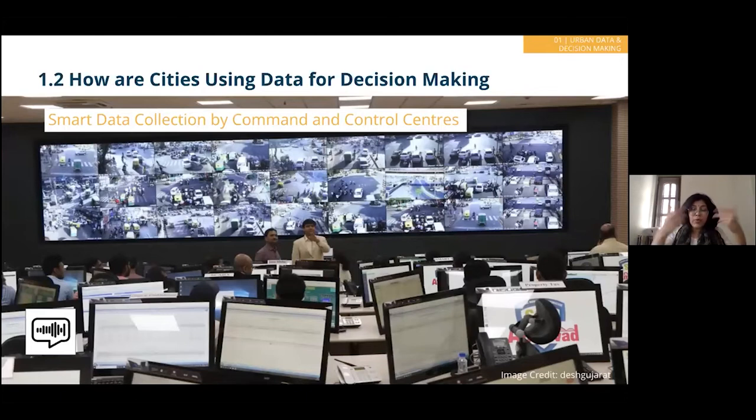How are Indian cities using it? I think some of you know these examples that we have. A lot of cities have command and control centers, which are monitoring everything from traffic data, transport data, to data about waste collection, management. So that's a good base to start with, that some cities already are using data for decision making.